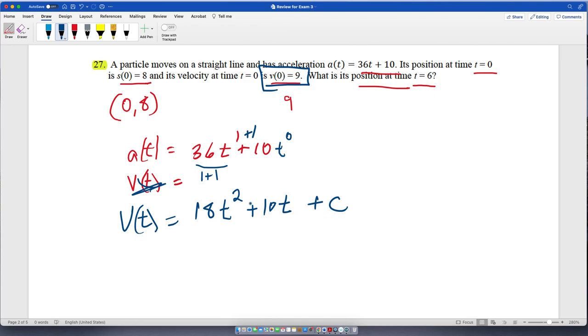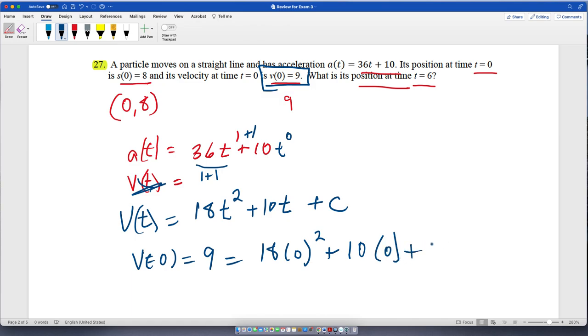So to find C, what we do is we plug in 0 for T, because we know v of zero equals 9. So what we get is 18 times 0 squared plus 10 times 0 plus c. And notice this is 0, so c equals 9. Does that help? See, it makes it a little bit quicker for the next one. We'll do that too.